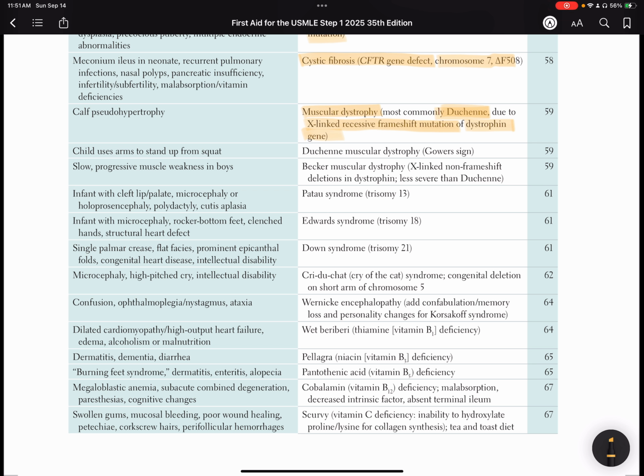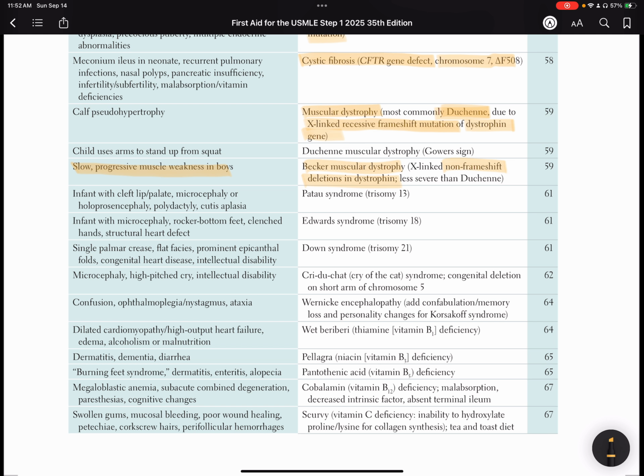What causes slow progressive muscle weakness in boys? Becker muscular dystrophy, X-linked non-frameshift deletion in dystrophin, less severe than Duchenne. X-linked non-frameshift deletion in dystrophin is Becker muscular dystrophy.